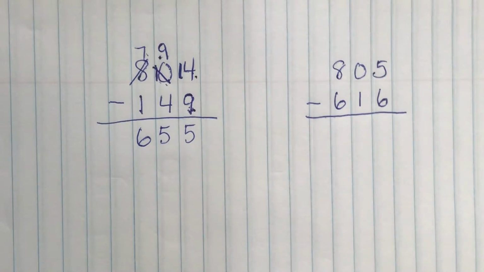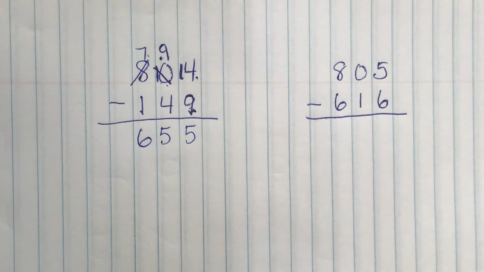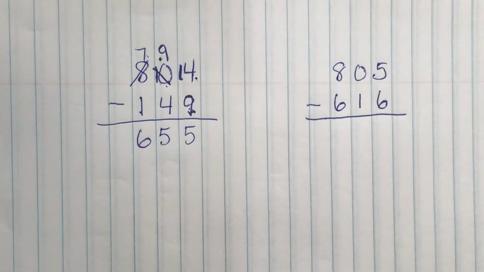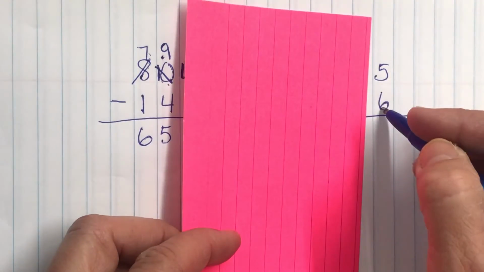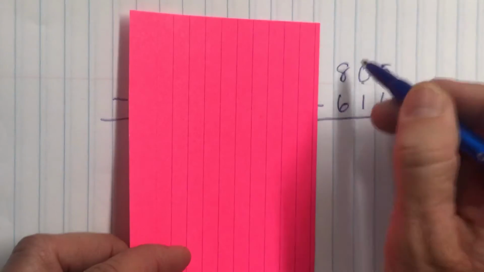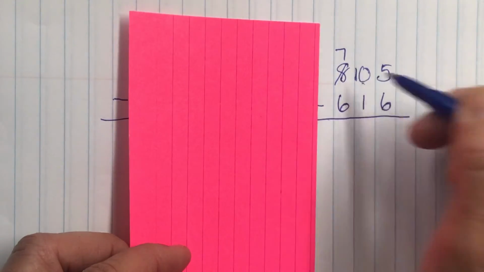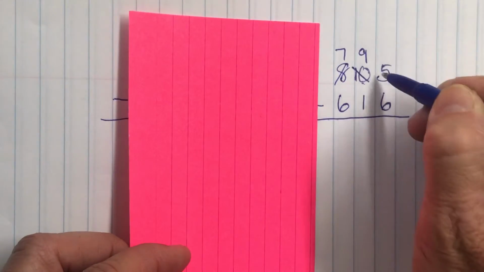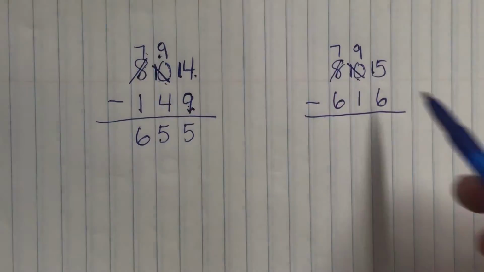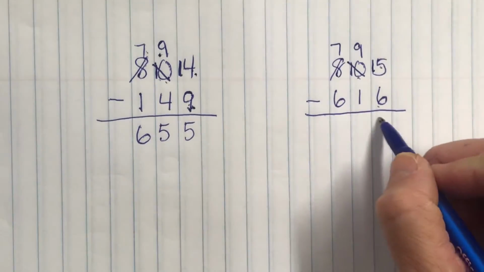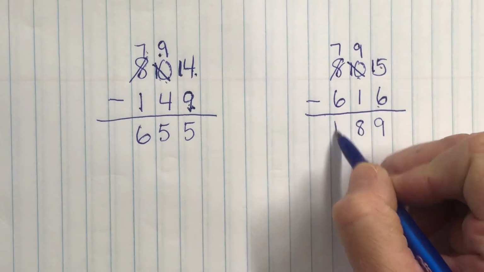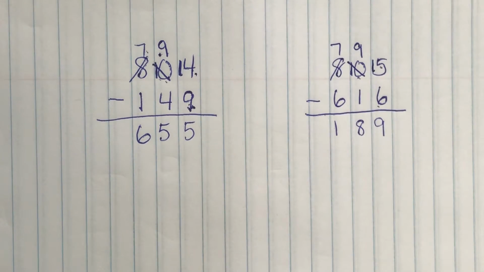Okay, 805 minus 616. So pause it, try it, and then come back. Okay, so you should have realized you have more on the floor. You need to go next door. No one's home. So make that a 7, give yourself 10. Make that a 9, give yourself 10 ones, okay? 15 minus 6 is 9, 8, and 1, 189. Okay, let's try one more.